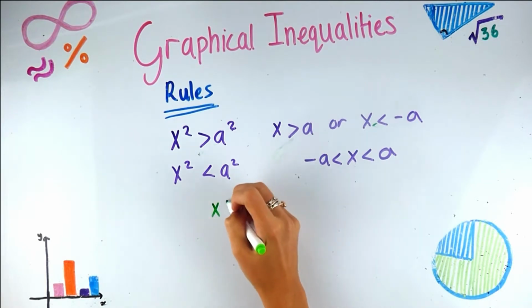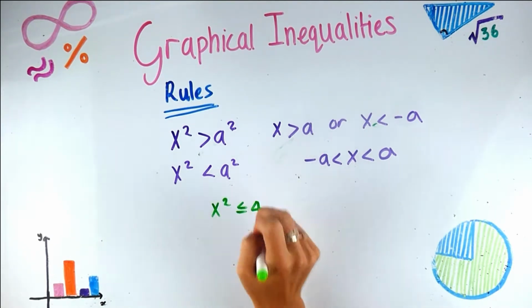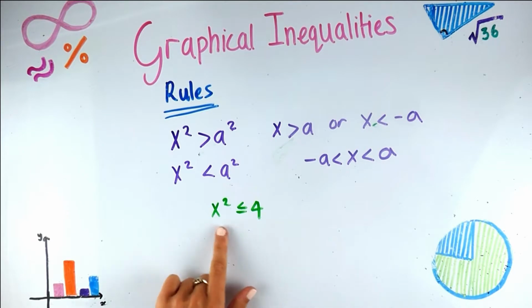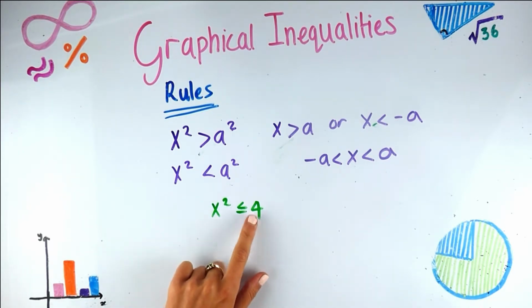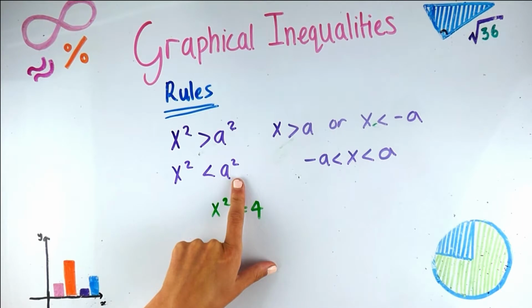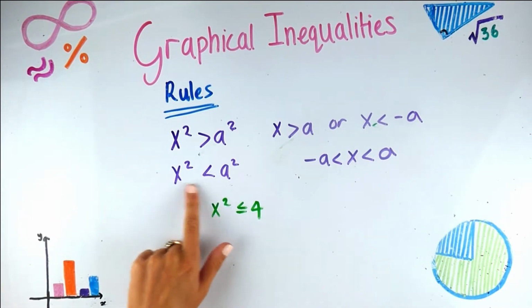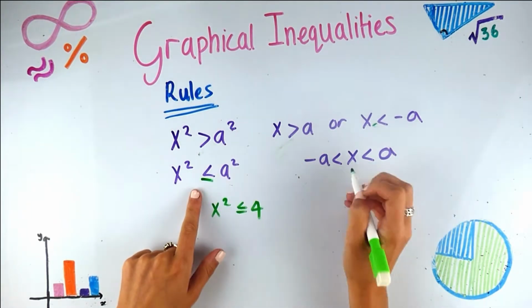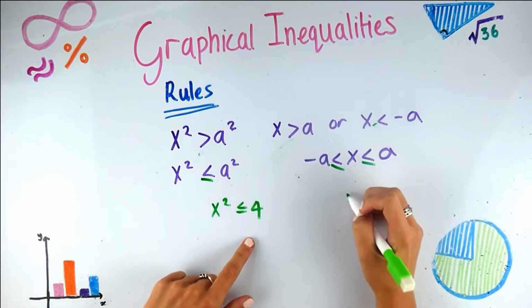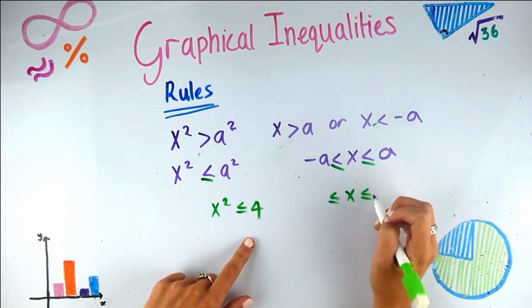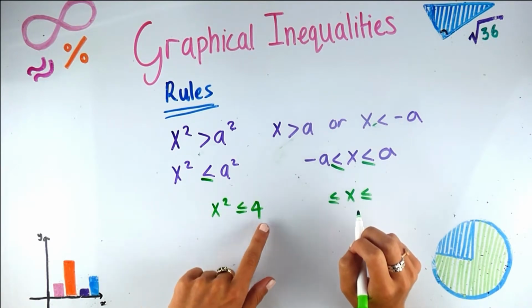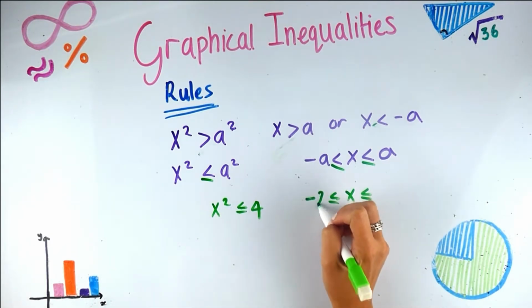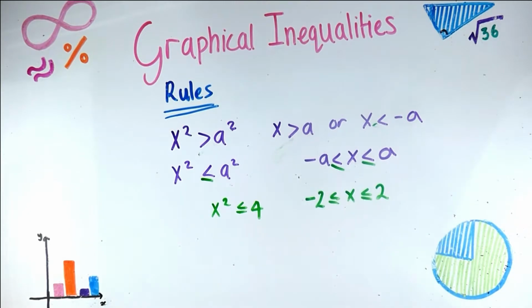If I had x squared is less than or equal to 4, I could look at these rules. My x squared is that, my a squared is 4, so it's this one, but with an equals to sign. So I could put these here, and then a squared is 4, so a is either minus 2 or 2. So that's how I could use the rule, but I'm going to show you on a graph, and for some more advanced ones I really prefer the graph method.